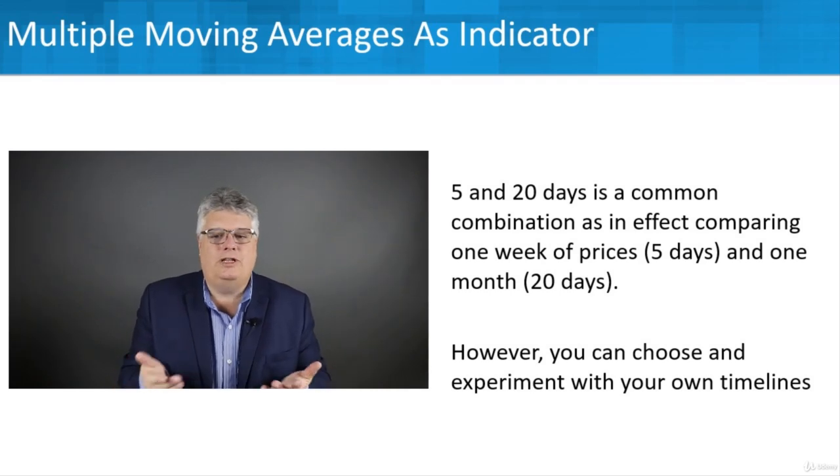However, you can choose and experiment with your own timelines, and that's perfectly okay. A lot of people use 50-day versus 200-day moving averages. There's lots of different ways you can do it. But a common one to get you started is a 5-day and 20-day moving average.